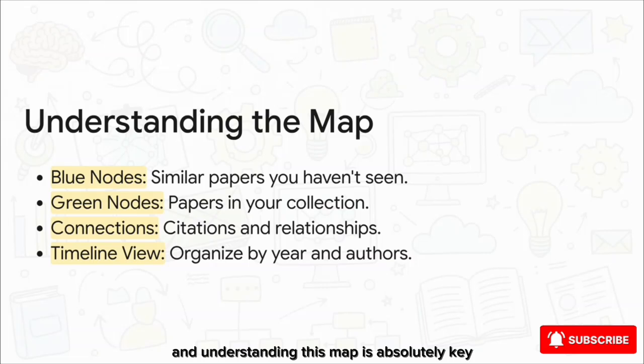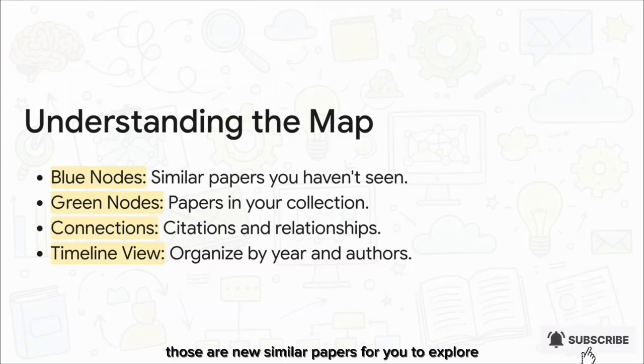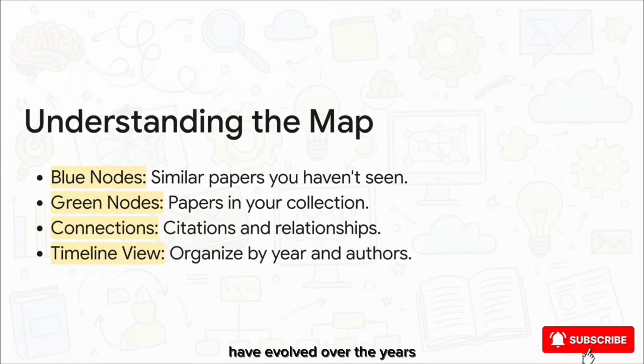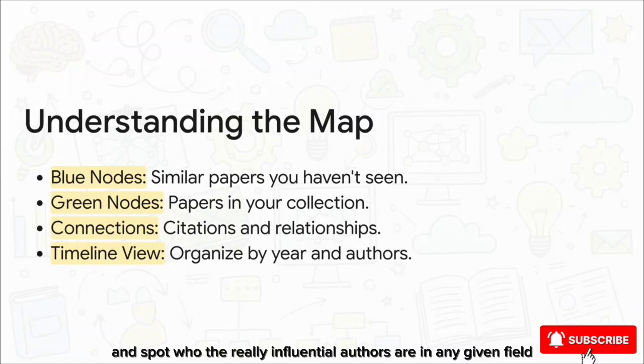And understanding this map is absolutely key. As you can see, the blue nodes, those are new, similar papers for you to explore. The green ones are papers you already have in your collection. And you can even switch over to a timeline view to see how ideas have evolved over the years and spot who the really influential authors are in any given field.